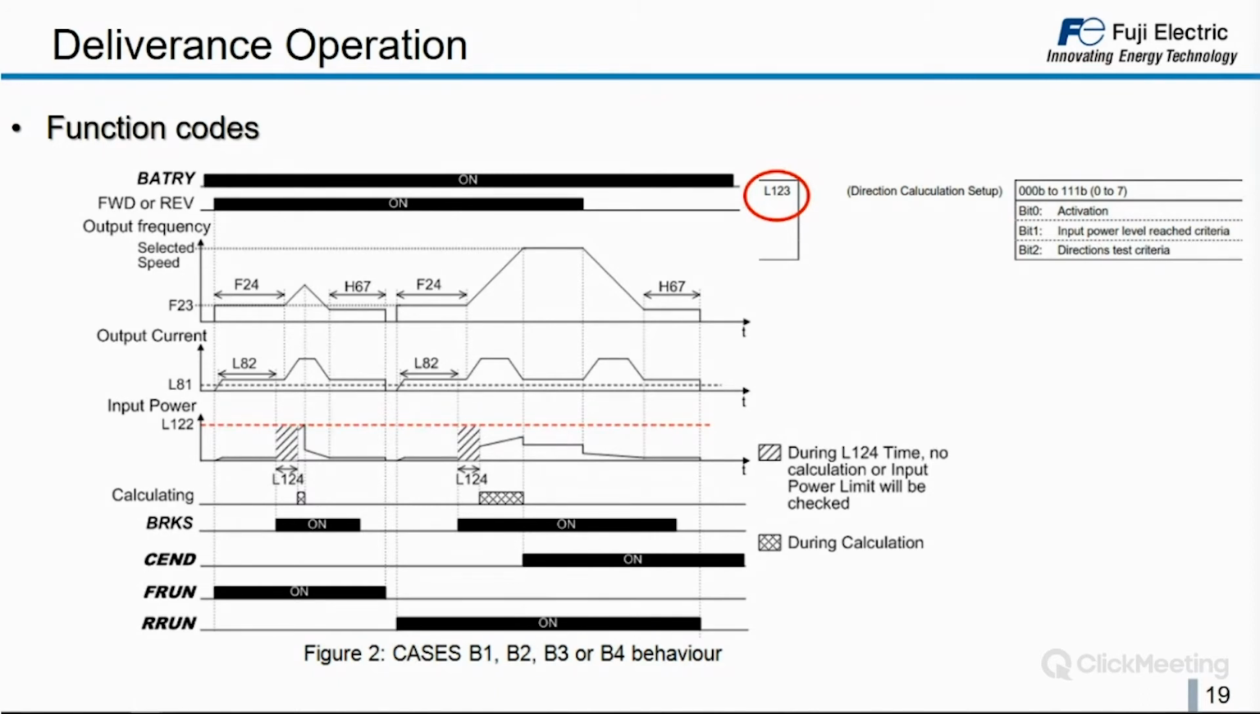While the run command coming from the controller is still on, the inverter will try the opposite direction, in this case reverse. We see that in reverse, it starts as well. The inverter accelerates the motor, and in this case we don't reach the input power set in L122. As we don't reach this level, the rescue operation will be performed and finished. And this is how the function is working.